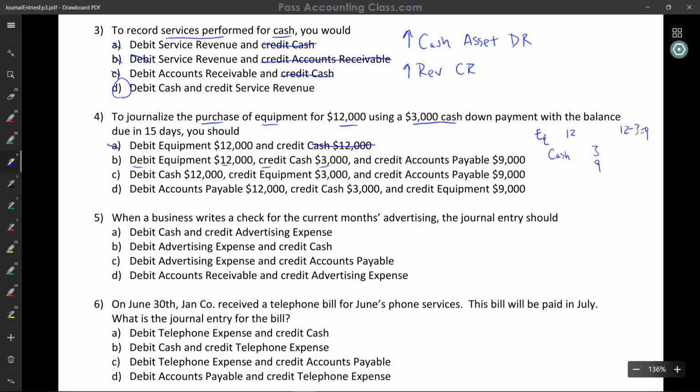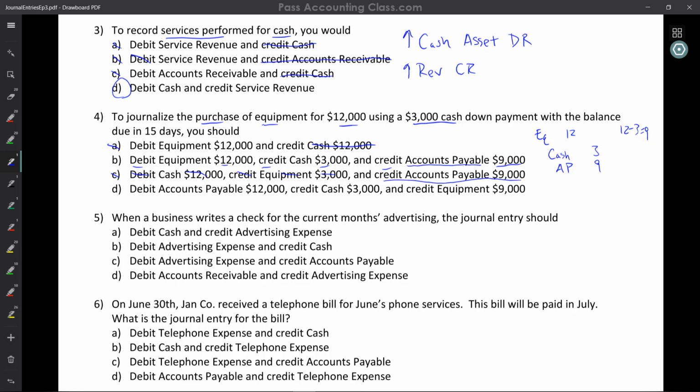And we are going to credit accounts payable, that's a liability account. That means we owe money, and that's going to be for the $9,000. So we are going to credit our accounts payable. So let's take a look at item C here. Item C is incorrect because we're not going to debit our cash, and we're not going to credit our equipment. This is wrong. The only thing right in this particular answer is this credit of $9,000.